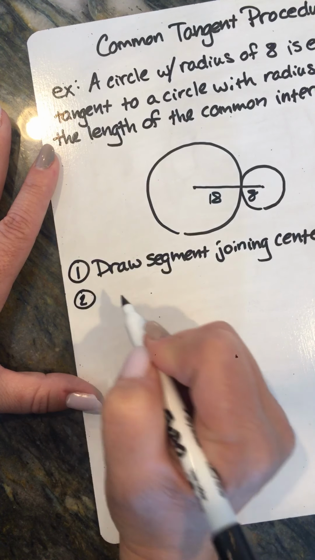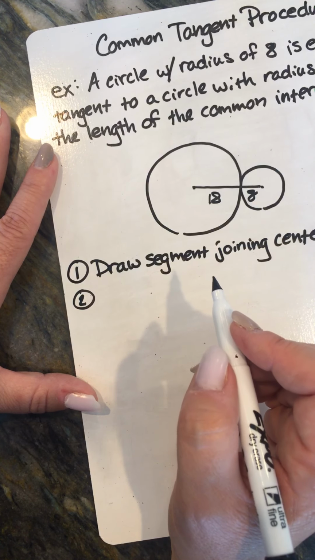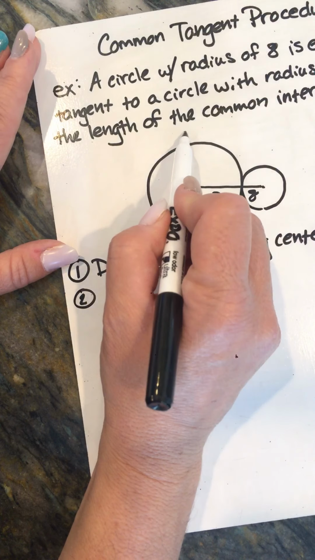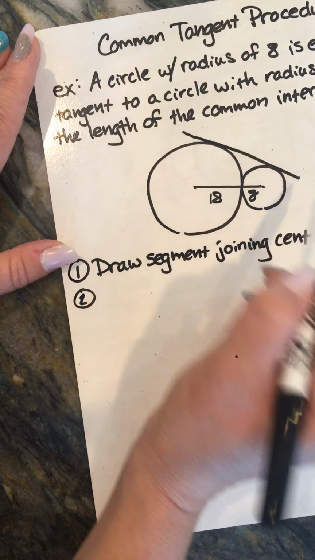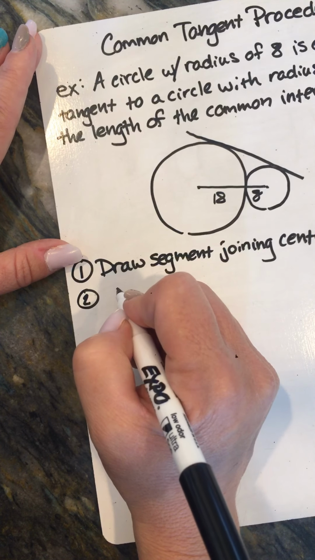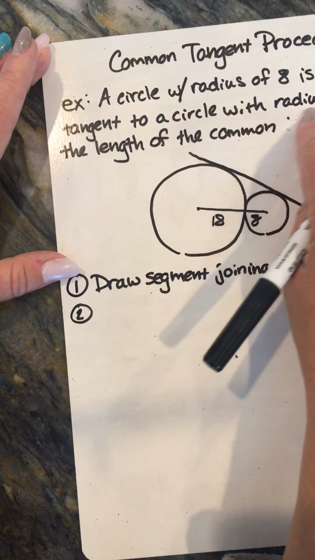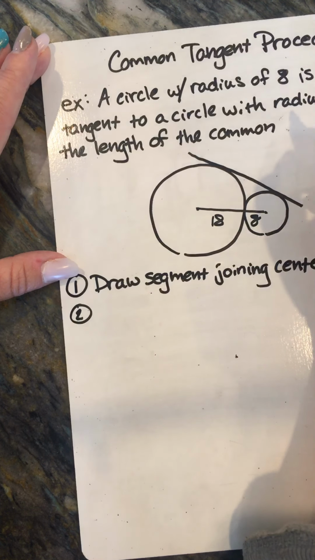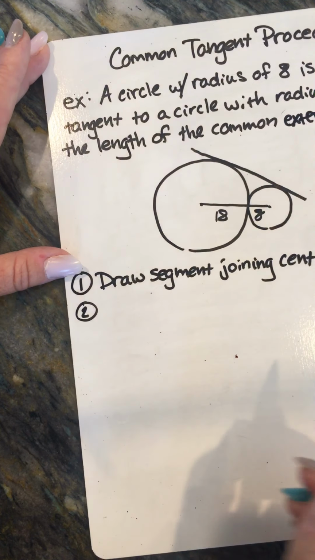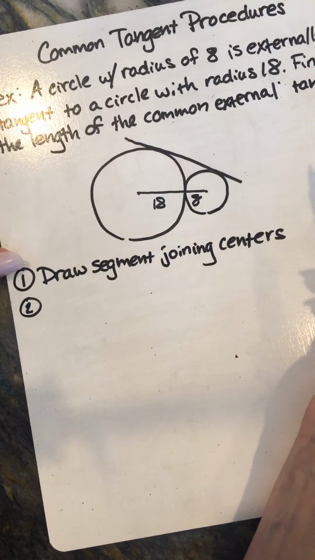All right, step 2. Draw radii to the points of contact. Oh shoot, we forgot to draw in our external tangent. Here, let's do that. There's our external tangent. Oh, I messed that up. This should be external, not internal. No wonder you're like, what's going on? Common external tangent. I'm so sorry. Yeah, change that to external. It's not internal. My bad.